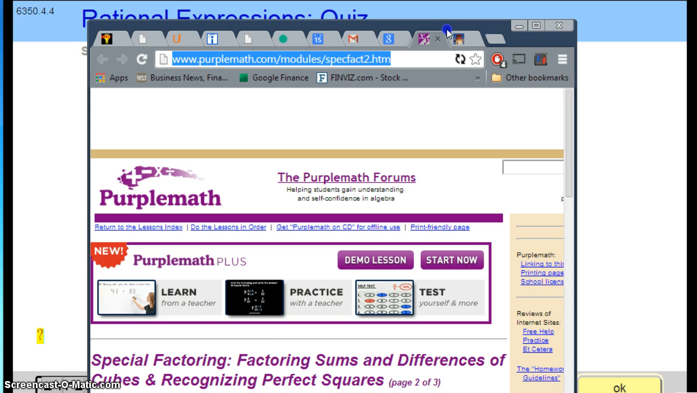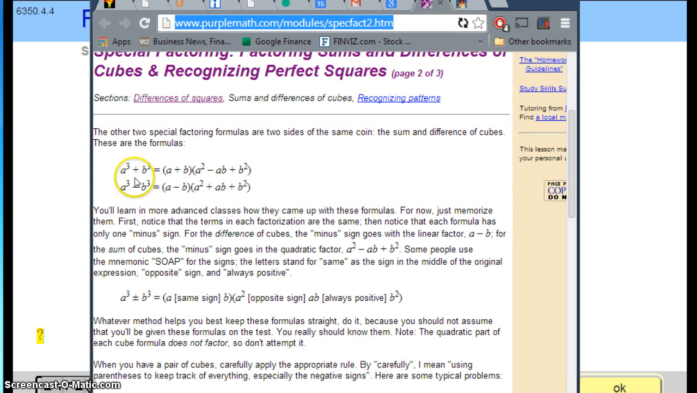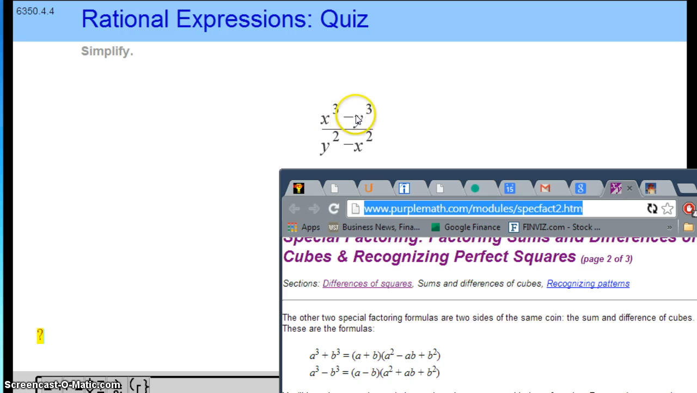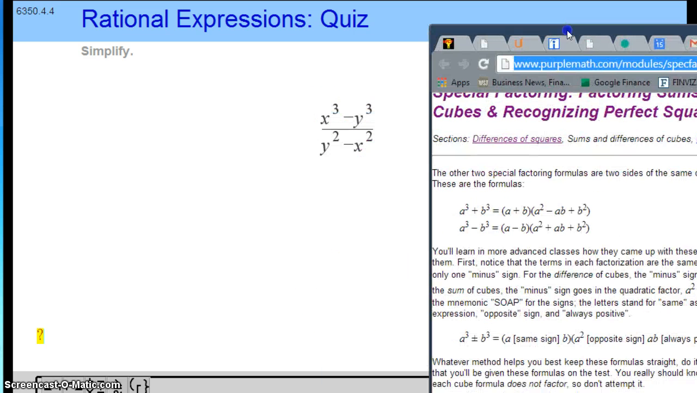Here are the other special factorization rules. A cubed plus b cubed equals this. A cubed minus b cubed equals that. And we see another thing right here, so maybe we'll be able to factor that. Let's see what we can do.